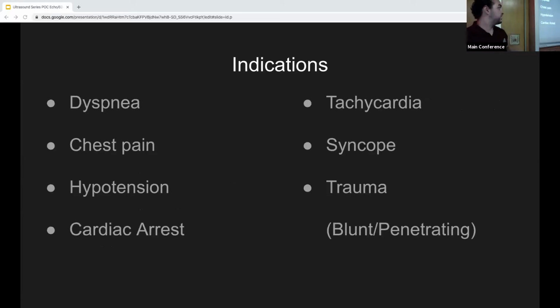Okay, so some of the indications why we should be doing point of care echo in the emergency room. Like we know, we do it on most patients that come in for shortness of breath, chest pain, their vital signs, if they're tachycardic, if they're hypotensive, we do RUSH exams, if they had syncope, we look for some type of pathology. And then also during our traumas, we do FAST exams, which include part of the echo, and then a cardiac arrest. We usually do our echo also.